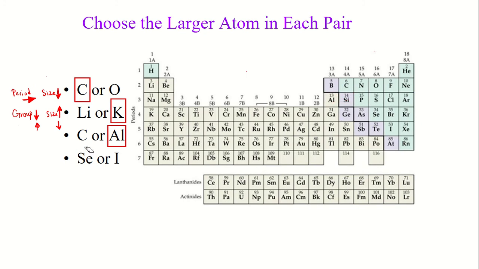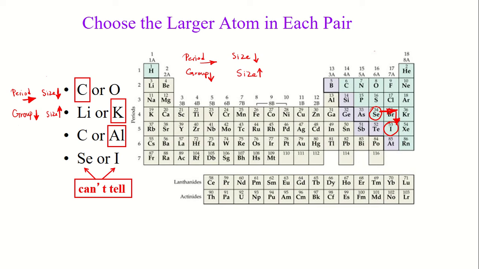How about the next one? Selenium and iodine. Selenium is here and iodine is there. I may ask you to pause the video and see whether your answer is the same as mine or not. To reach iodine, we may go from left to right and then down a group. First, based on the period movement, left to right, size decreases. And how about if we go down a group? We move from top to bottom, so size increases. As you see here, we have two opposite results, so they are going to cancel each other, and we cannot tell which one is larger.